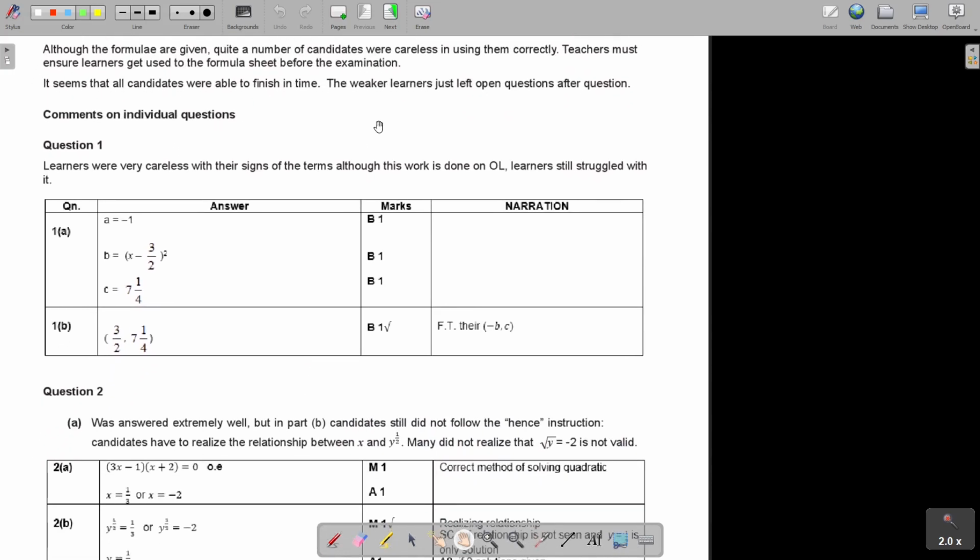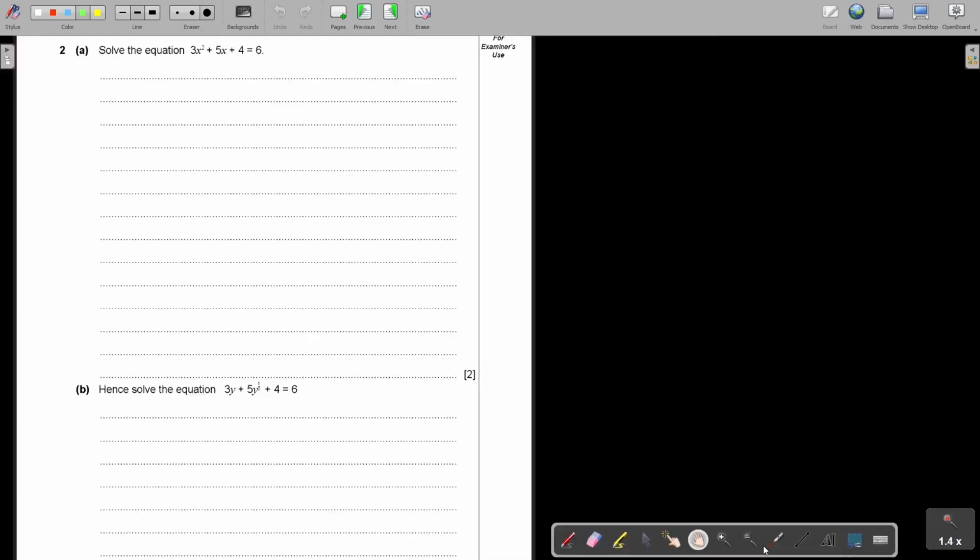Now, this was the first. Did you see? You can just write it in that "express in the form" where A, B, and C. Doesn't matter. You can just leave it in the form. Otherwise, you can end up saying A is -1, this was the value of B, and this was C. But they didn't say name, so you could have just left it in the form. And then 3/2 and 7 1/4. And that was question number 1.